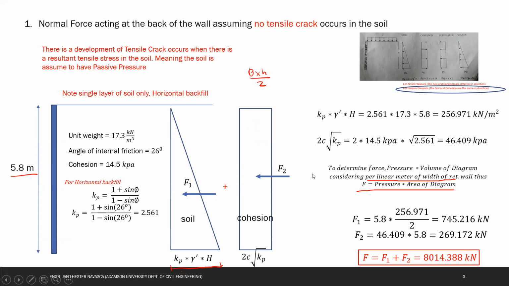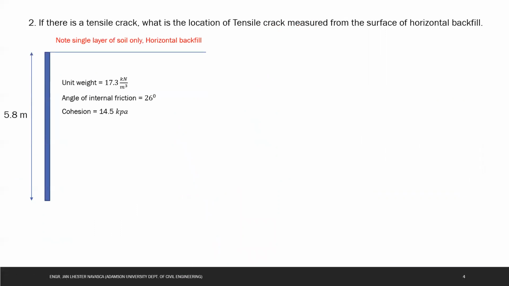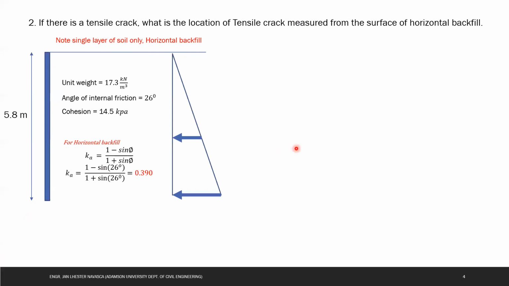Okay. So next question, if there is a tensile crack, what is the location of the tensile crack measured from the surface of the horizontal backfill? Okay, so again, this is a single layer, therefore, this is also a horizontal backfill. So for now, since alam natin nga kapag may tensile crack, ang K natin will be K sub A or yung active. So for the formula of active, that is 1 minus sine phi over 1 plus sine phi, you have this 0.39. Okay. Then this is the pressure diagram.